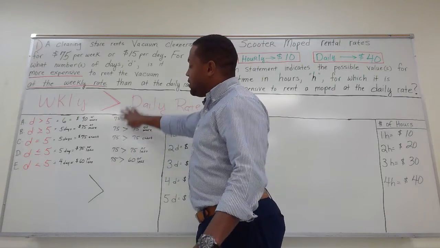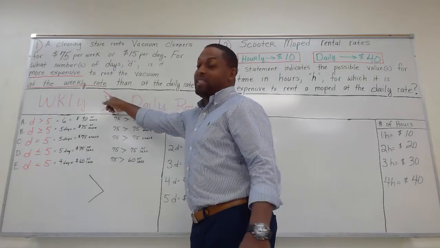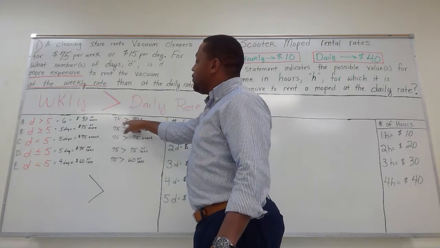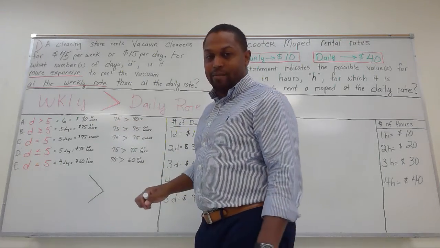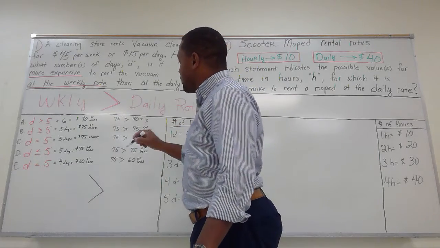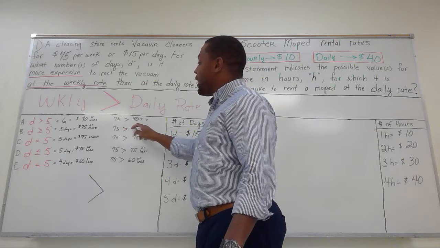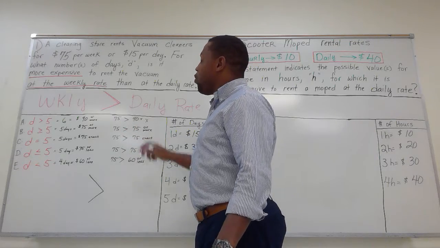All of these tell a sentence. Which one is telling this sentence? That's what we're after. So this says 75 is greater than 90. We know that's not true, so it cannot be A. This says 75 is greater than 75 or more.